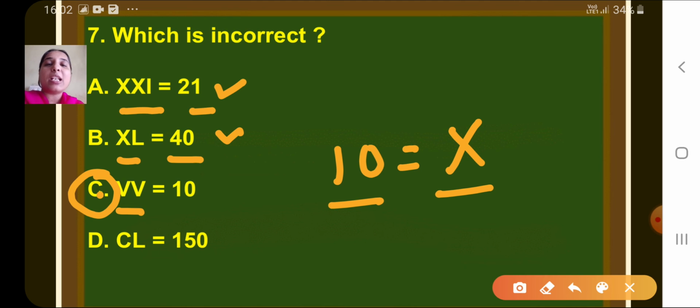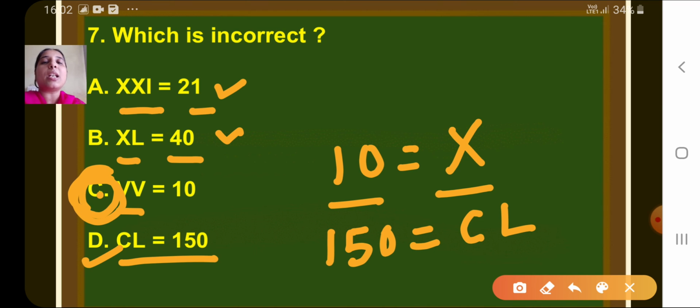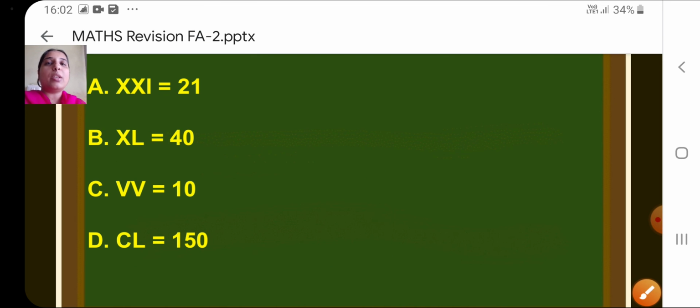Now let's see the next one as well, that CL is equal to 150. So how do we write 150? We write it as 100 plus 50. And how do we write 100? C. And how do we write 50? L. So that is correct. So which one was incorrect? Option number C. So you will just click on option number C. Got it, children? Now let's move to the next question.